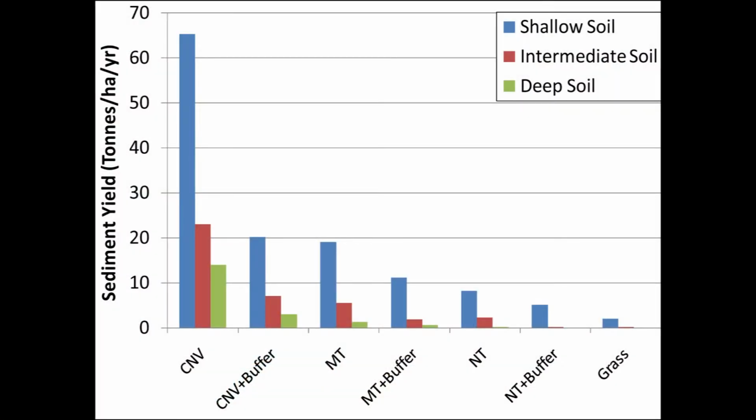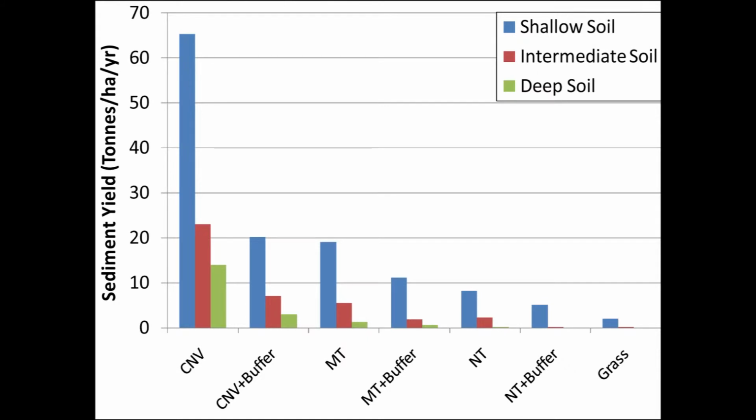Now, what you get out of it is relative predictions of soil erosion. And here I'm showing the blue is for a shallow soil. The red is an intermediate soil depth. And the yellow is a deep soil depth. And you can see on the right, the conventional tillage, for really shallow soils, you can have some massive erosion rates going on under conventional tillage.